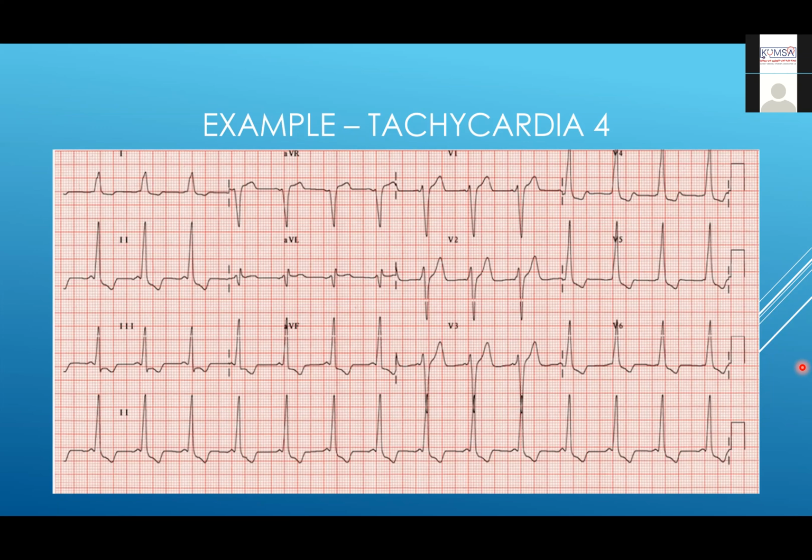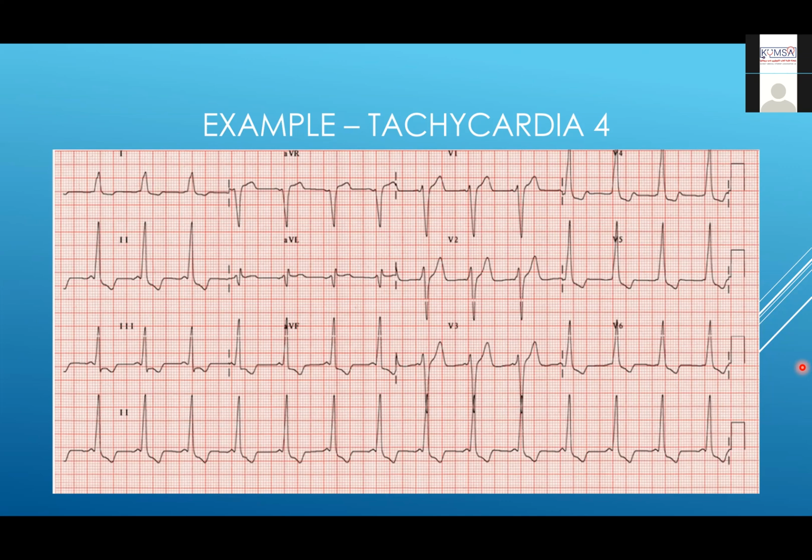We said the rhythm is regular. The rate is normal. What about the PR interval? Shortened PR interval. It's very difficult to say, but I would say that this is a short PR interval. So that means the electricity is going through an abnormal pathway, because the ventricles are being stimulated earlier than usual.